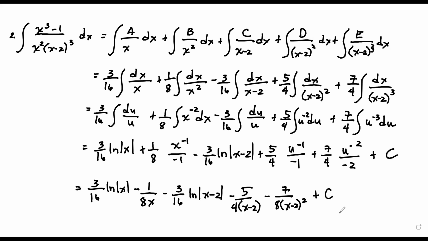Okay, so that's number 2. That is for case 2: linear, and some or maybe all of the factors of our denominator are repeated. Next, case 3.